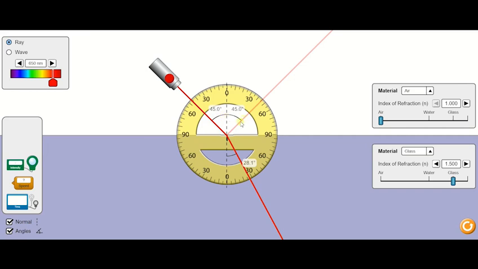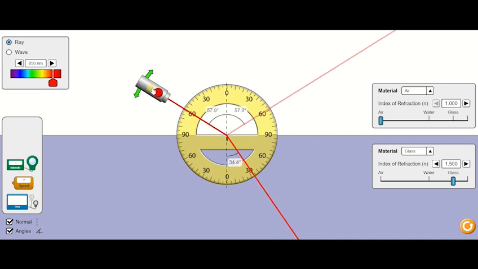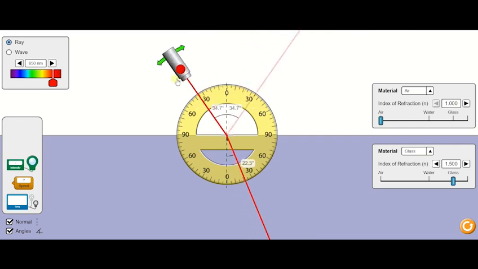Now if I change it, you can see both of them are going to have the same value. If I put it at 60 degrees, it is also going to be 60. So both of them are going to be equal, right.